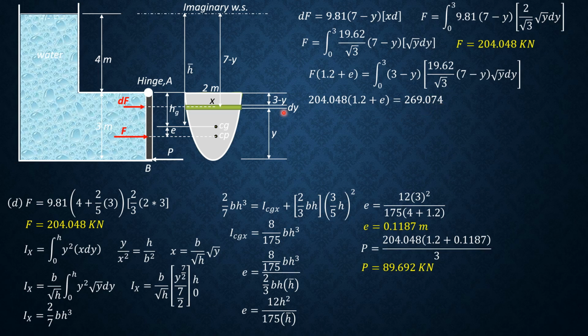So that means the entire value on the right side is 269.074. This is the moment of the hydrostatic force F about the hinge. Then the value of P is found by simply dividing that value by 3. But solving for e first, 269.074 divided by 204.048 minus 1.2, so e is 0.1187 meter. Then finally for P, 269.074 divided by 3, so P is equal to 89.691 kilonewtons, which is practically equal to this value here. So that's all for the solution of this problem. This is the basic one, and I hope that you were able to follow the solutions.